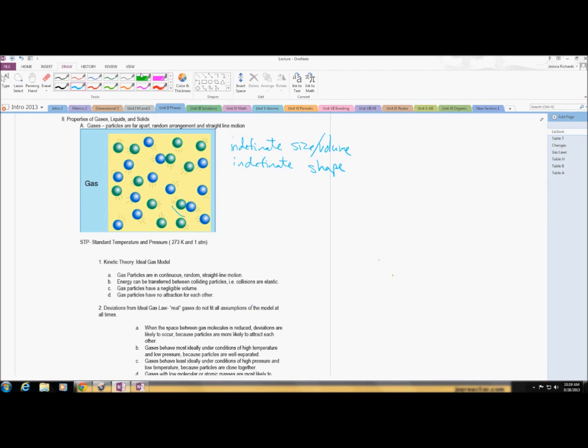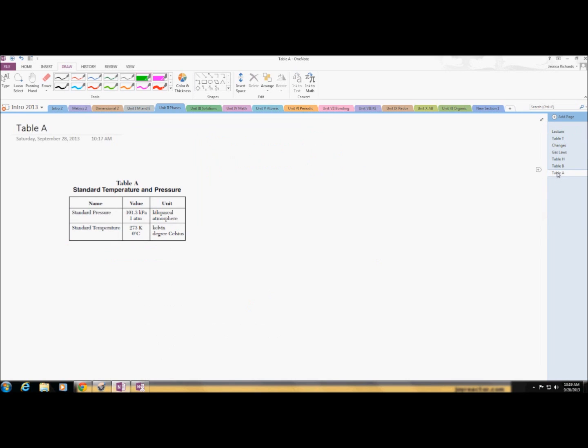Down here, I want you to notice something that says STP. STP is a very common abbreviation. It means standard temperature and pressure. If you look at reference table A, so find your reference tables. Very front page, very first table, reference table A, is standard temperature and pressure. So here are your values for STP.